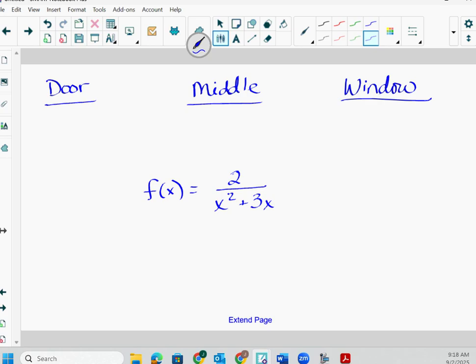2, 3. Okay, all 7 points. And then, yes, you got it. All right, window team gets 7 points. Guys, the answer was negative infinity to negative 3, union negative 3 to 0, union 0 to infinity. Yay?